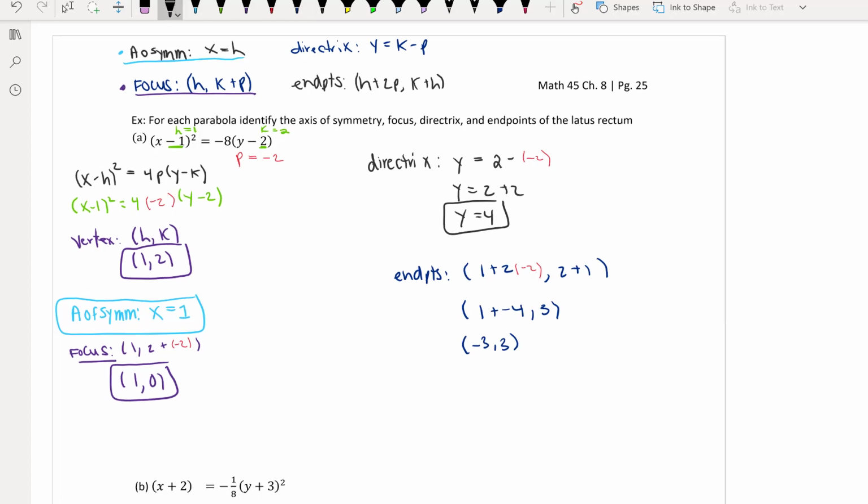And don't forget that the endpoints was plus or minus p. So I did the positive part of it. Now I want to do the minus part of it. So now I'm going to have the h value, which is 1, and I'm going to say minus 2 times my p value, which is a negative 2. And then I'm going to have my k value, which is 2, plus my h value, which is 1. So I'm going to have 1 plus 4, comma 3, which would give me a 5, comma 3.